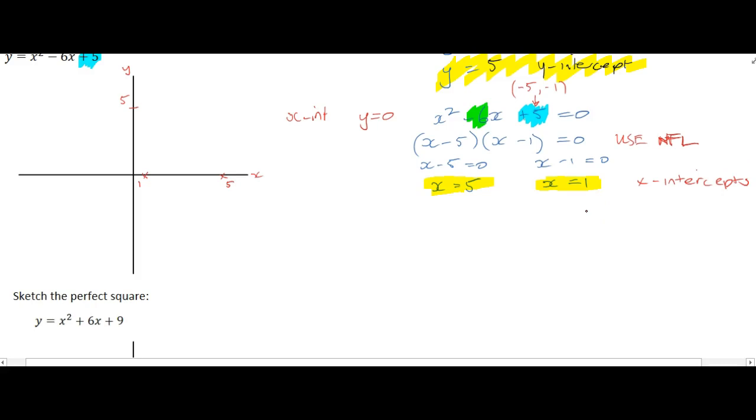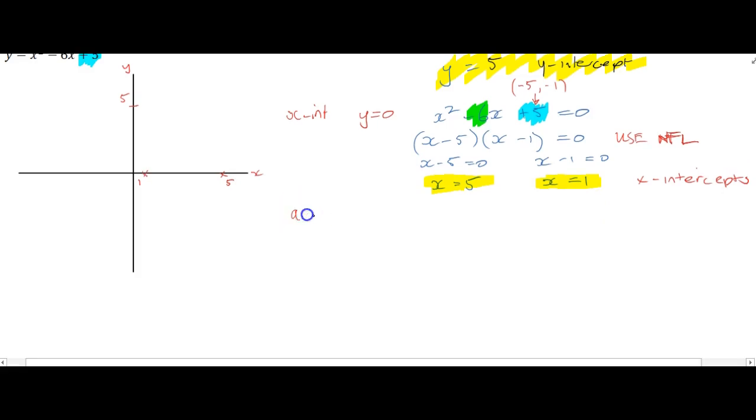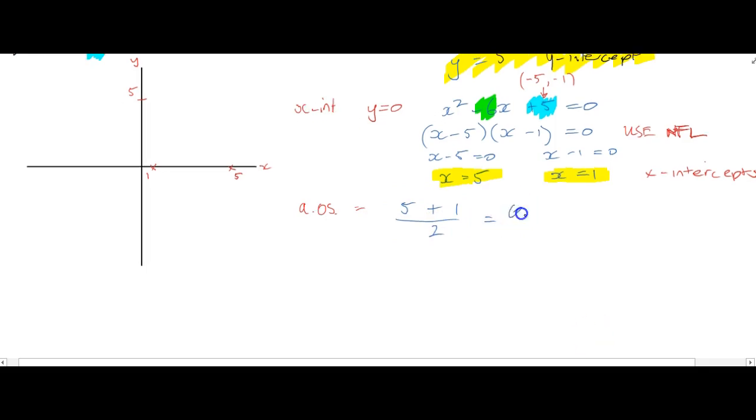Okay, let me just hang on a second. Okay, the axis of symmetry. Okay, so the line through which this is symmetrical. We find the average of the two x-intercepts, which is the middle point. You might be able to see that it will be 3, but I'll show you the process just in case it gets a little bit trickier. So to find the axis of symmetry, you add 5 plus 1 and divide by 2. So what you're actually doing is you're getting an average. 6 divided by 2 is 3.